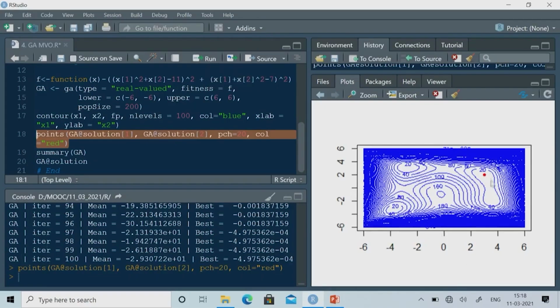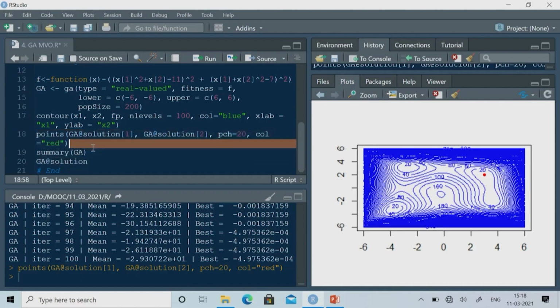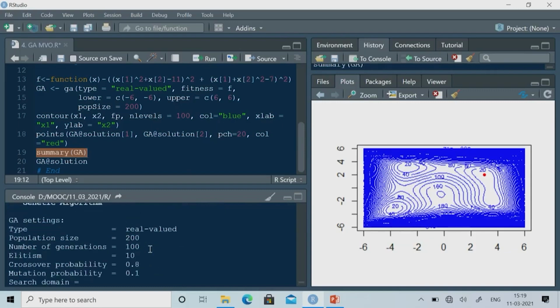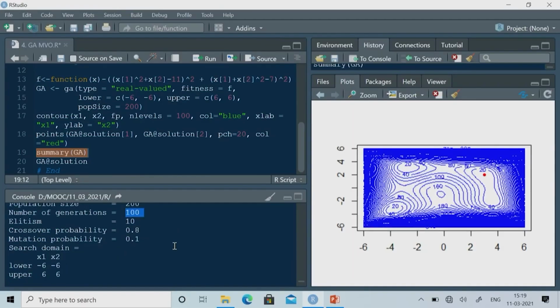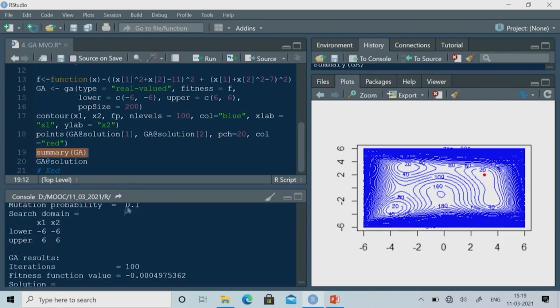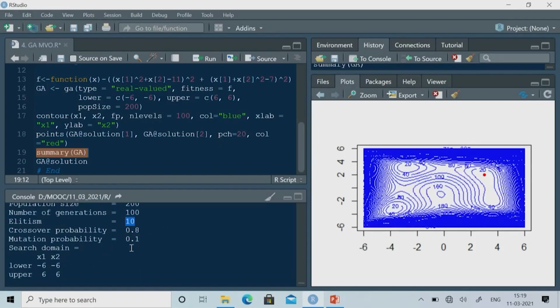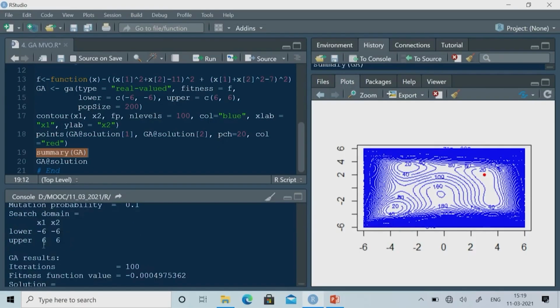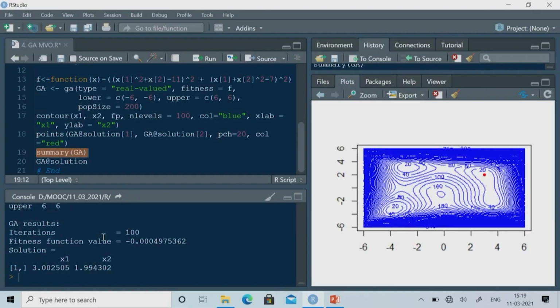So, J is giving this solution. Okay. So, then I can see the summary of GA and the GA solution. So, this is the summary and you can see that I have used real value, population size is 200, iteration is 100, number of generation is 100, elitism is 10, crossover probability I did not change. So, this is 0.1, 0.8 and 0.1, and this is the upper bound and lower bound of x1 and x2, minus 6 and 6, minus 6 and 6 for x1 and x2, and you are getting the solution.